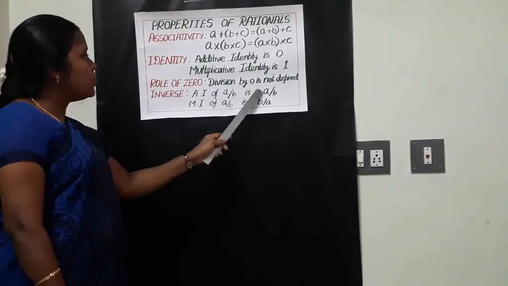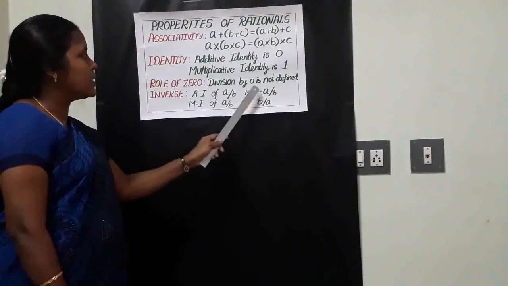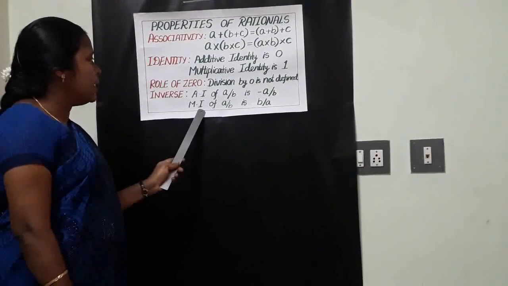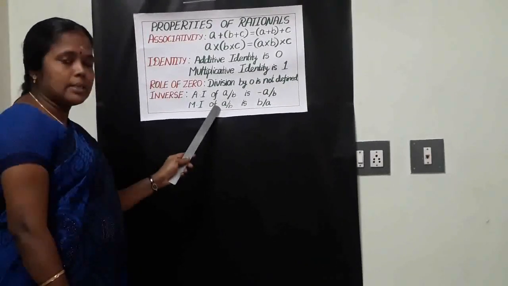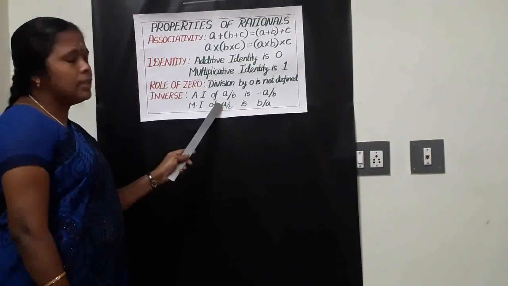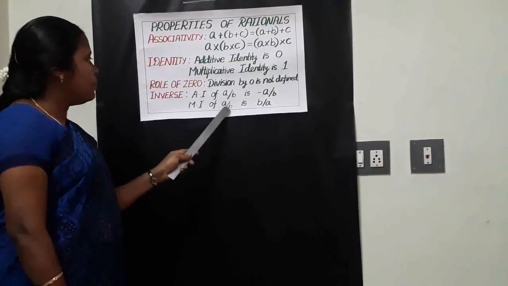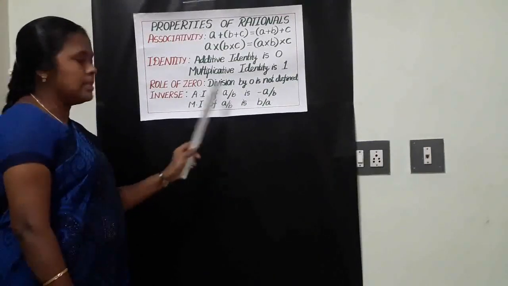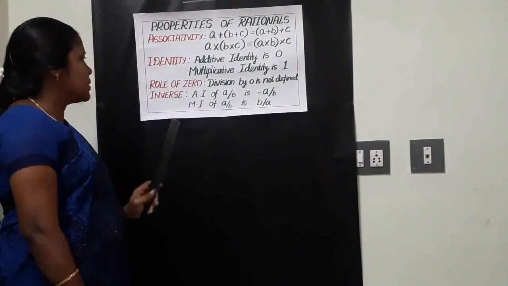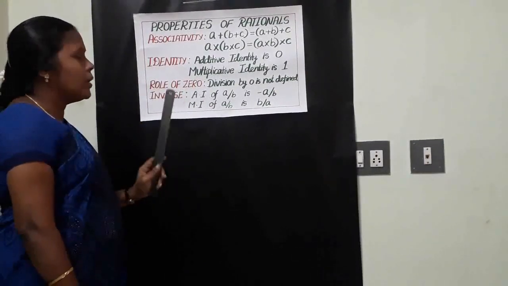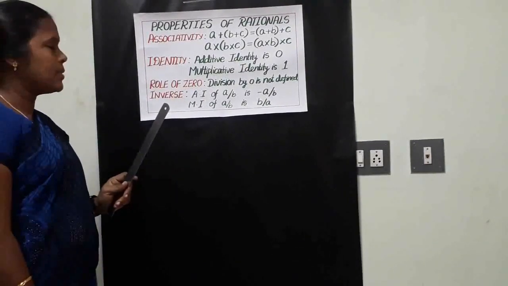Here the sign is to be changed. Plus means minus, minus means plus, like that. But in the multiplicative inverse category, the sign remains the same. Just the numerator and denominator of the rational number are to be changed. Clear? a/b means its reciprocal is b/a. The sign remains the same. This is the inverse category. Clear? Based on these properties only, now we are going to solve some sums.